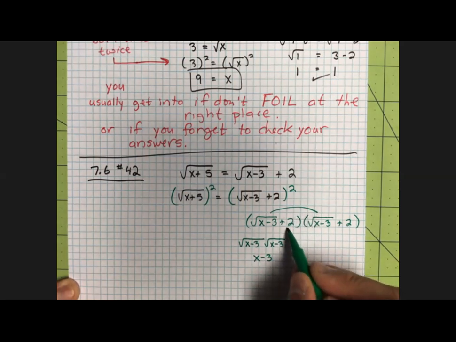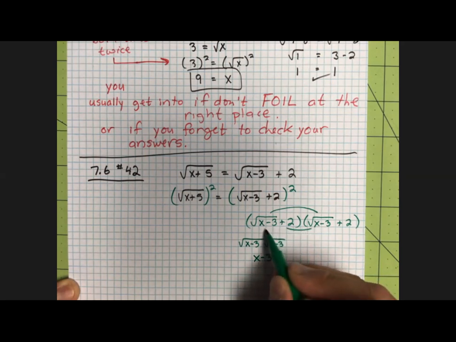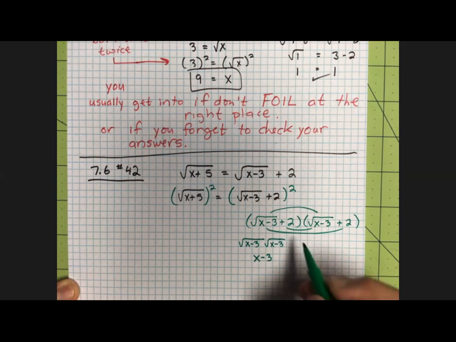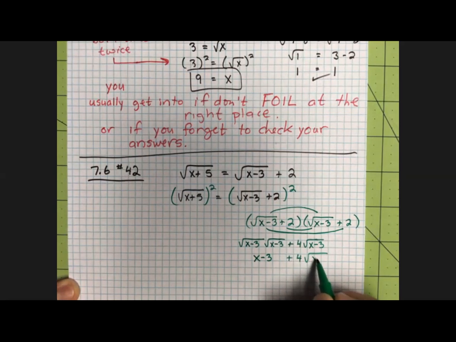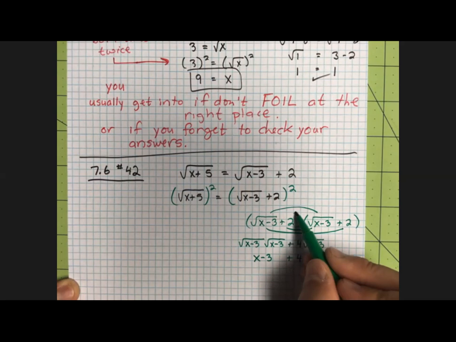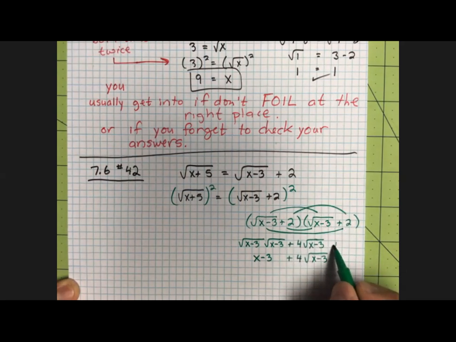Then I have plus 2 times the square root of x minus 3 and plus 2 more times the square root of x minus 3. So that's 4 times the square root of x minus 3. There's nothing I can do to make that simpler. And then the last piece of the foiling is the plus 2 times the plus 2. I can combine this, sure, but I had to FOIL it properly. When I combine it, I get x minus 3 plus 4 is plus 1, plus 4 times the square root of x minus 3.